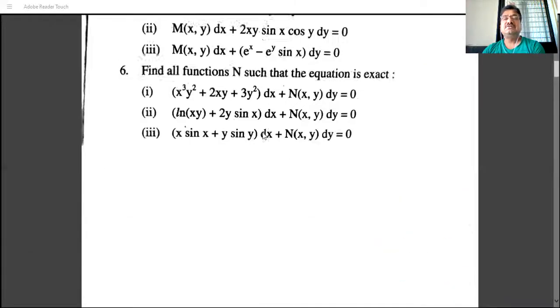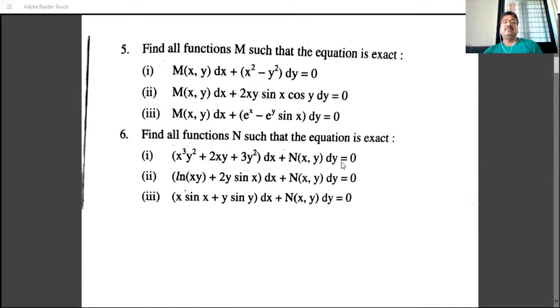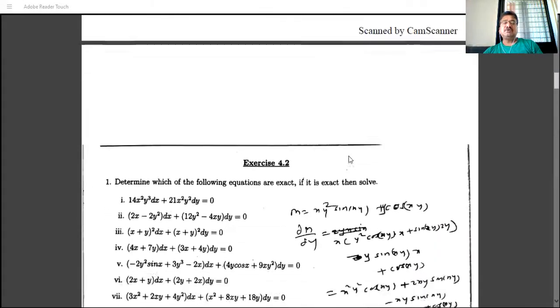So this is also important as far as the exam is concerned, since it is an MCQ type exam. Then find m if n is given, and find n if m is given, if the given differential equation is exact.